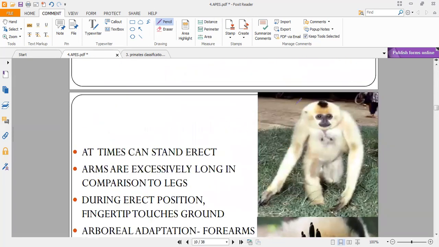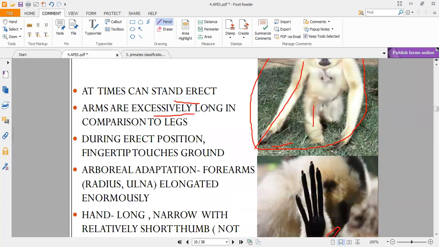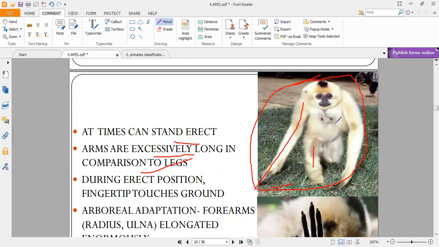Normally sometimes they can stand in a semi-erect posture. You can see their hand is very long compared to their legs. It touches the ground when they try to stand up. At times they can stand erect, but the arms are excessively long in comparison to the legs. You can see that the arms are very long.